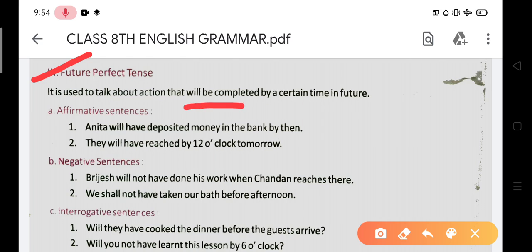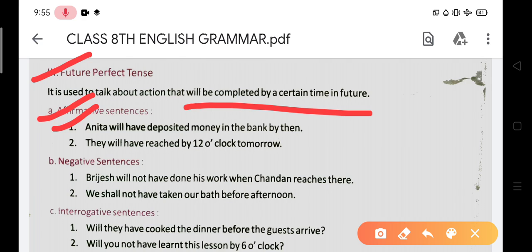After that, affirmative sentence. You will see from here, Anita will have deposited money in the bank by then. Anita will have deposited. What is the helping verb over here? You can say will have. And the main verb that you will use in the second form. So Anita will have deposited money in the bank by then.